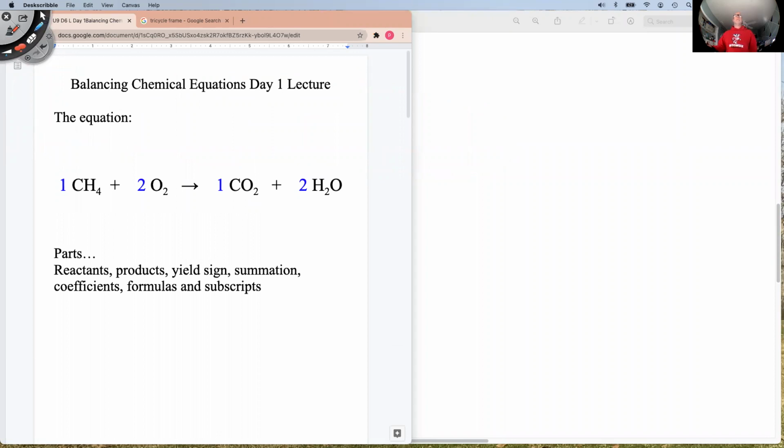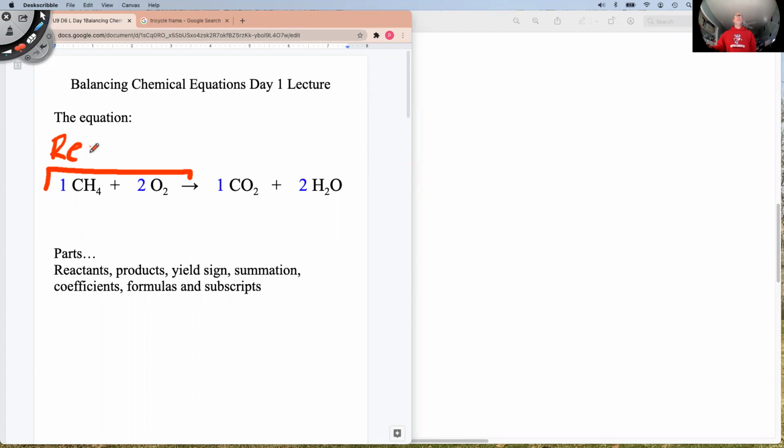Well, a chemical equation is made up of a bunch of different parts. It's kind of like a mathematical equation where it says 1 plus 2 equals 1 plus 2. This is the gist of what it is. And that little yield sign is kind of like an equal sign. I highly suggest you guys take notes. You might want to pause and take notes.